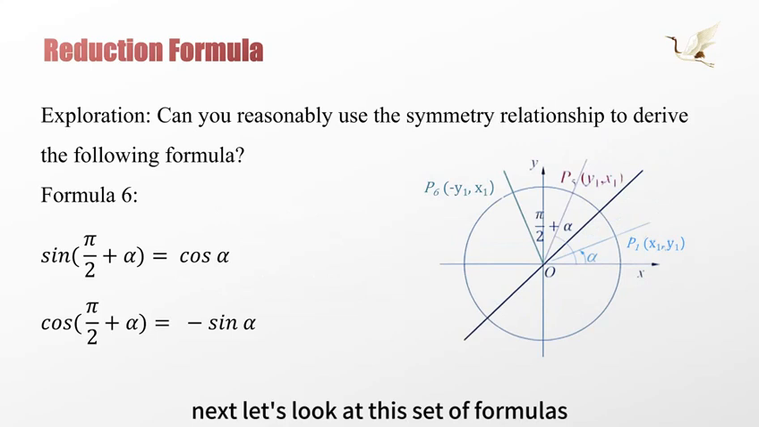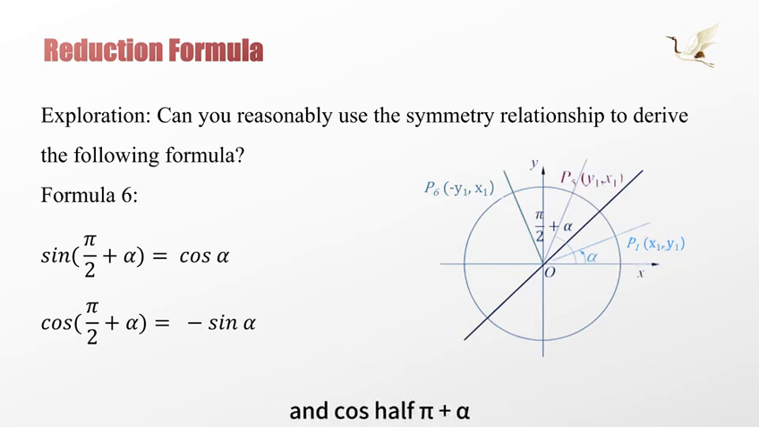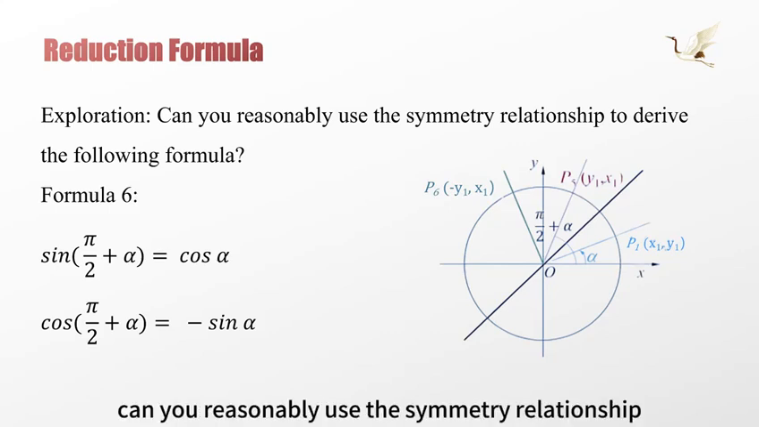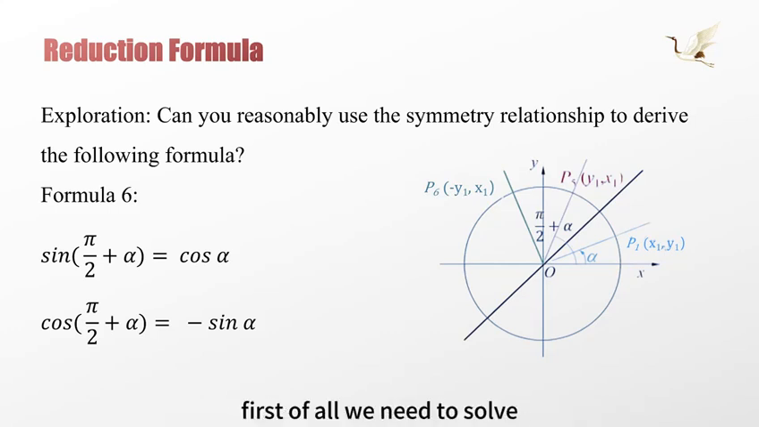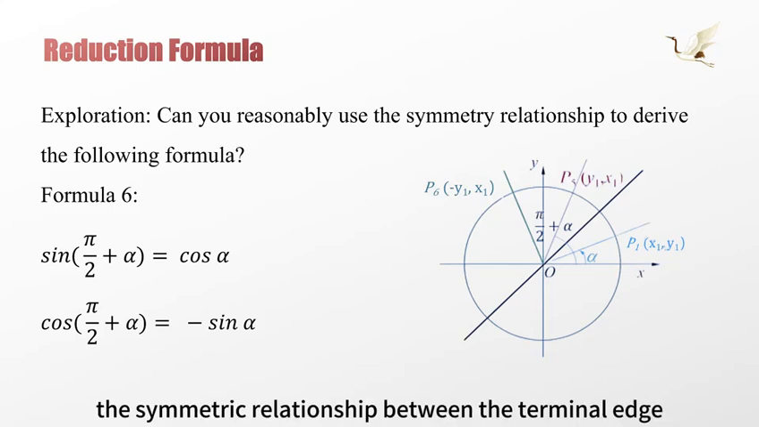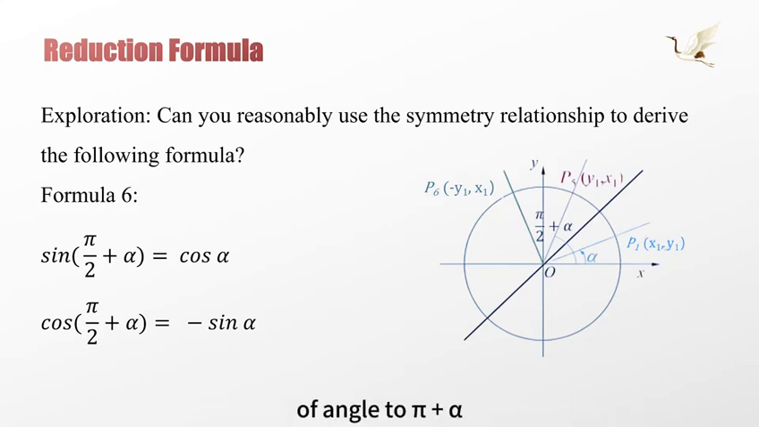Next, let's look at this set of formulas. Sine of half pi plus alpha equals cosine alpha, and cosine of half pi plus alpha equals negative sine alpha. Can we reasonably use the symmetry relationship to derive this set of formulas? First of all, we need to solve the symmetric relationship between the terminal edge of the angle half pi plus alpha and the terminal edge OP1 of angle alpha.